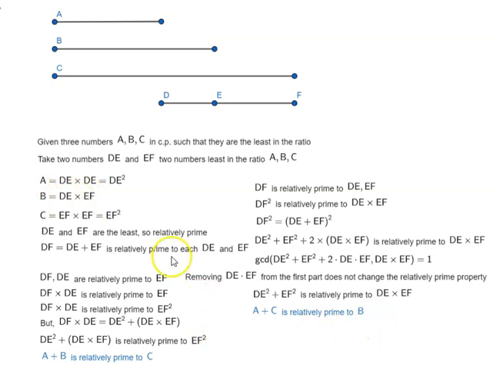So we have shown that given a continued proportion A, B, C such that they are the least in that ratio, the sum of any two of them is relatively prime to the third one. Of course, I have taken only 2 cases. I'm sure you can figure out the other case. So we have taken A plus B, we have taken A plus C. You can figure out B plus C is relatively prime to A. So that was proposition number 15 of book 9 of Euclid's Elements.